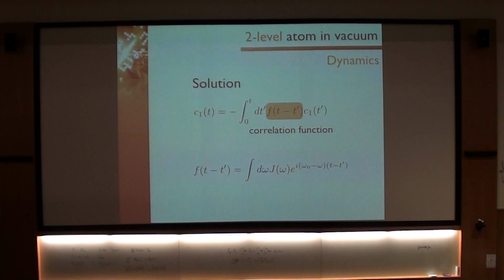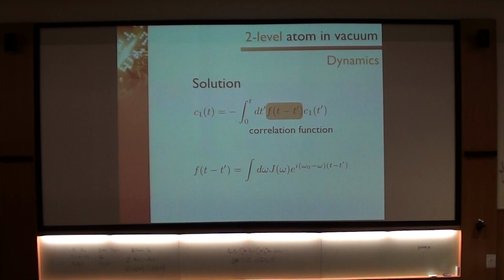And the correlation function contains J of omega, that is the spectral density, which is basically describing the coupling between the two-level atom and each mode of the field. And then, of course, there are these terms that simply come from the operators in the interaction picture. So this object, the correlation function, plays a central role and is related to the spectral density of the environment.